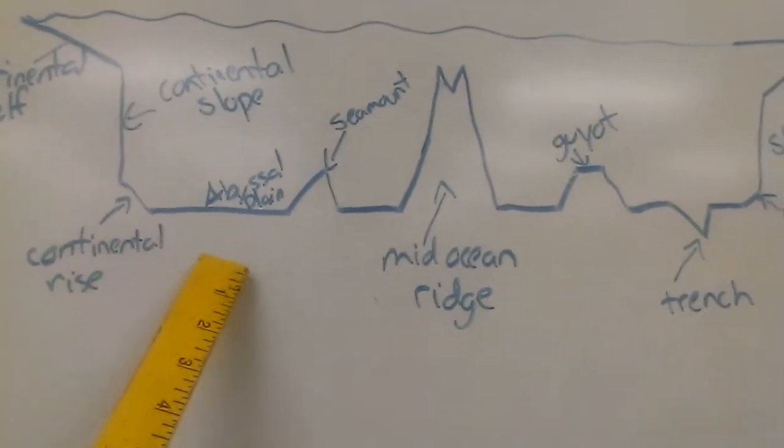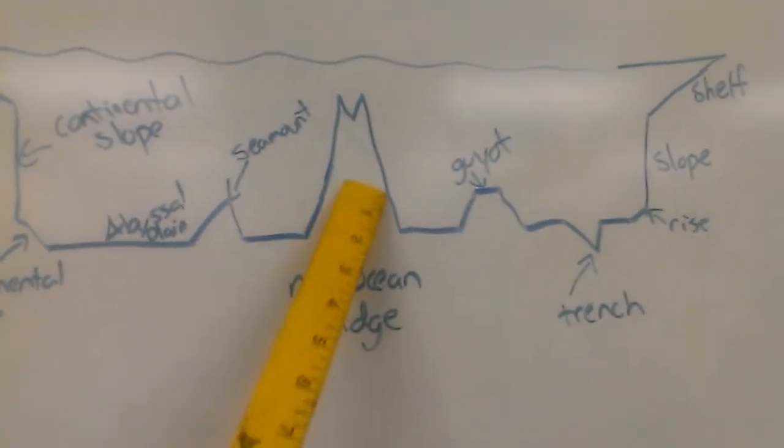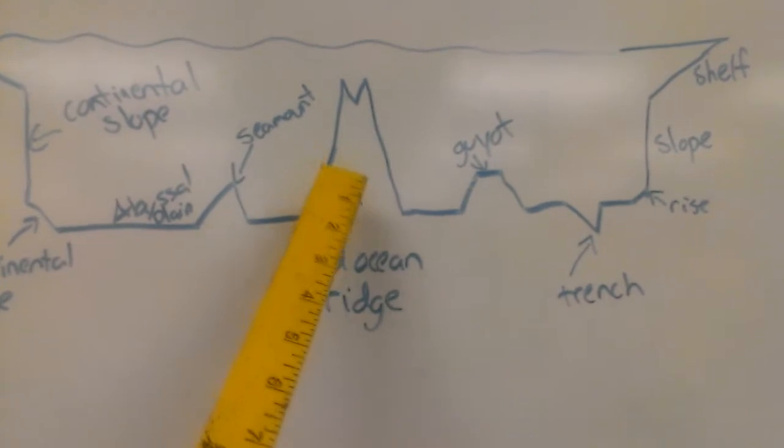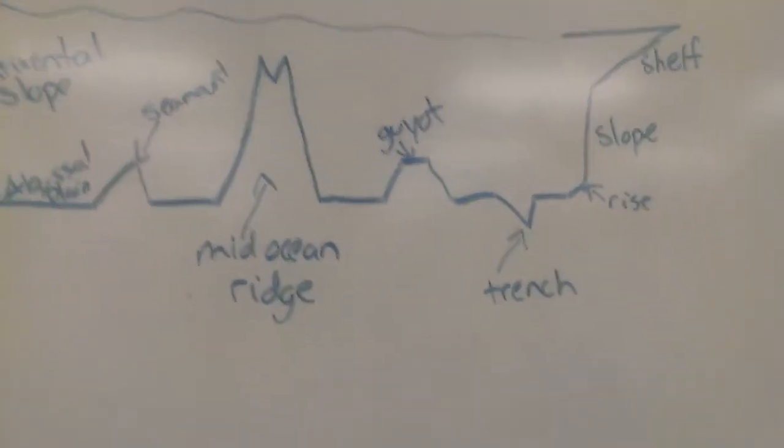So you're repeating the same pattern that you had on the side. Just remember, tectonic processes play a huge portion in these features we see. Magma is required to form our seamounts, our guyots, and our mid-ocean ridge, and the trench is a result of subduction at a convergent plate boundary.